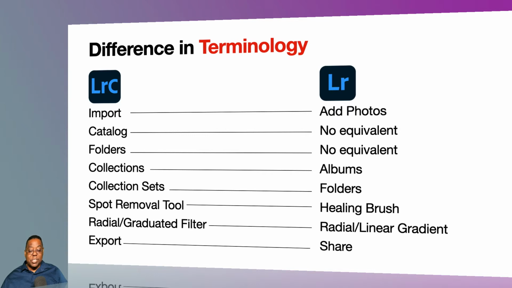Now, there are collections, which are albums, and there's collection sets, which is what we call a grouping of collections in Lightroom Classic. Well, unfortunately, the name they chose for that in Lightroom, which makes it confusing, is folders. So in Lightroom, a folder is a folder of albums. In Lightroom Classic, a folder is where you keep your photos.